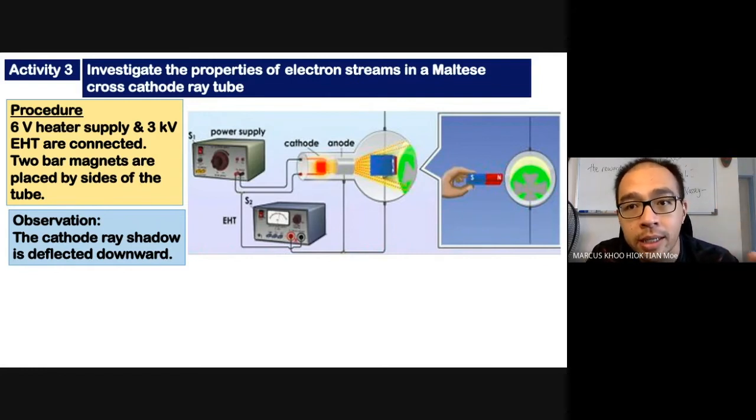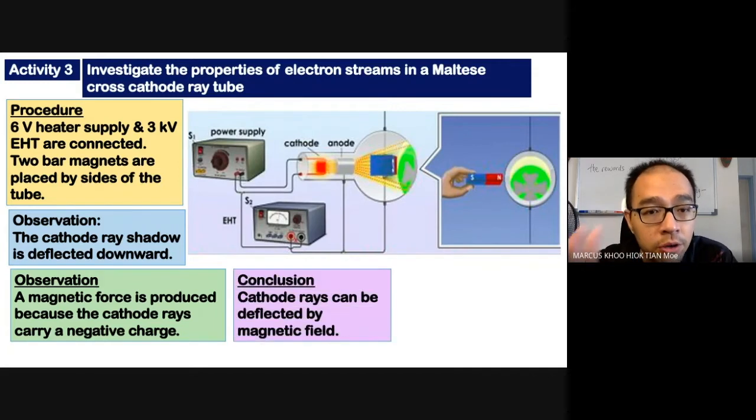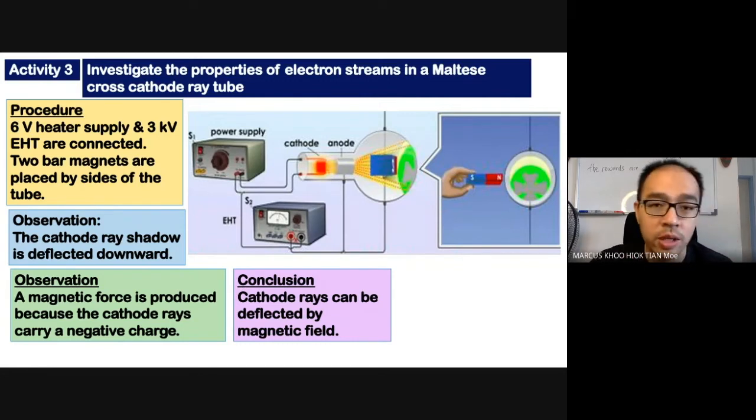Now again, let's explain this. The observation is this: the magnetic force is produced because the cathode rays carry a negative charge. An important thing that we need to remember is that the cathode rays are made up of electrons that are released by thermionic emission and then accelerated. And you know from chemistry that electrons are negatively charged. And because they are charged, they can be deflected by a magnetic field. So cathode rays can be deflected by the magnetic field.